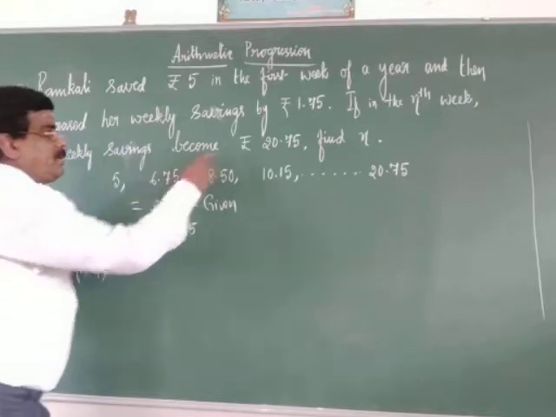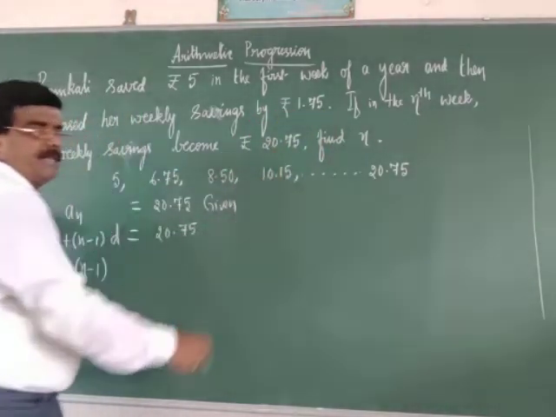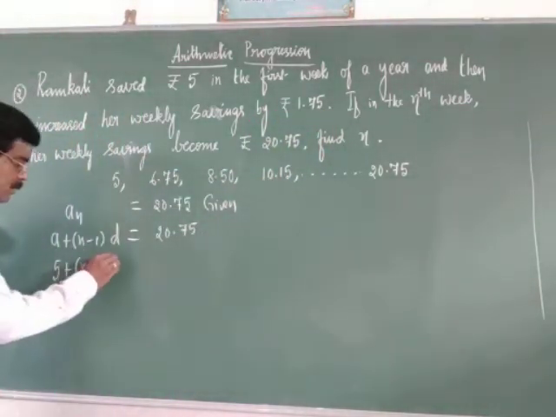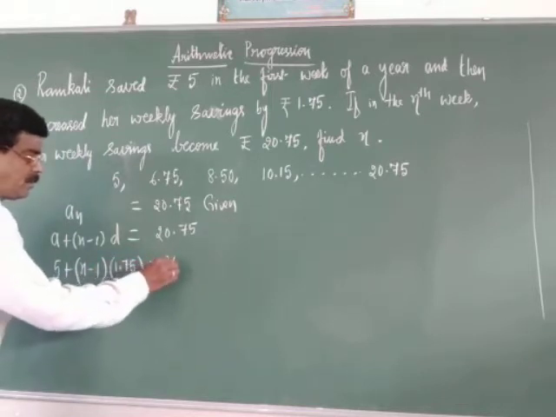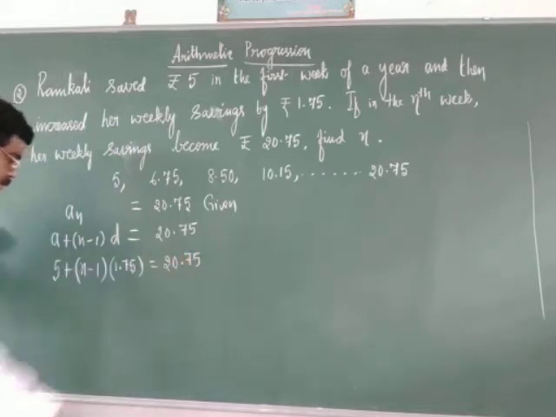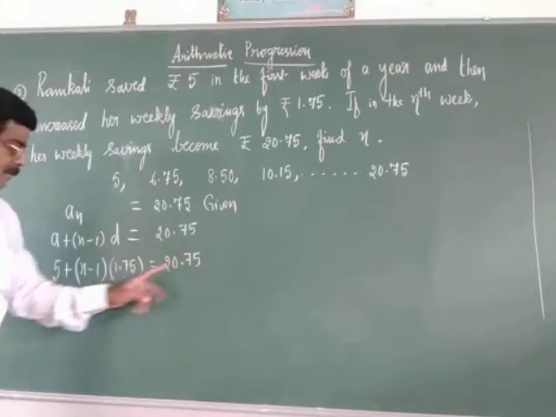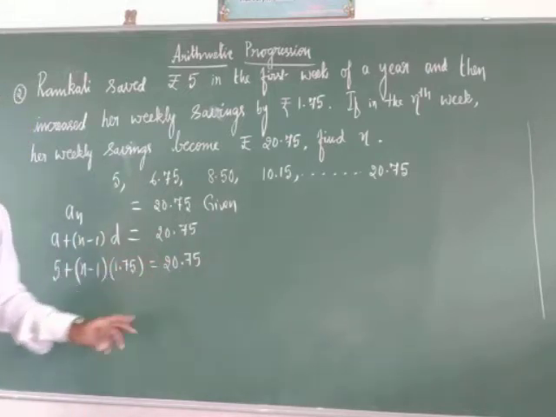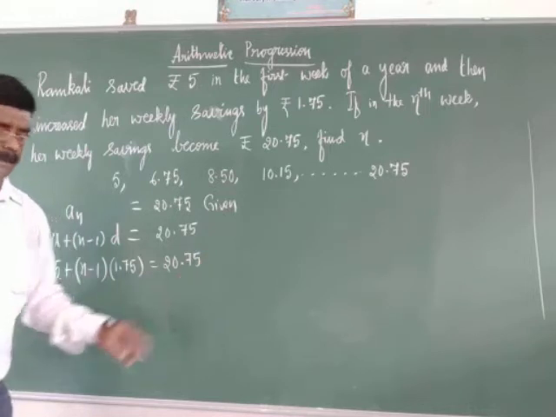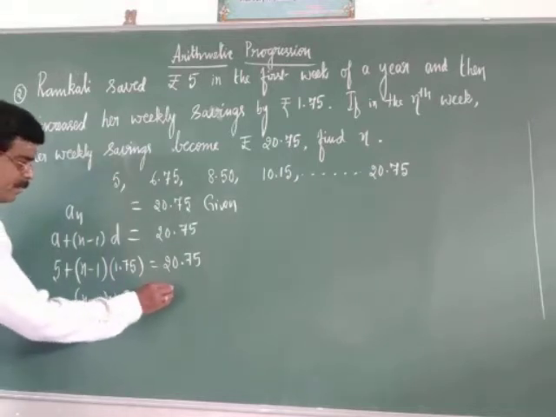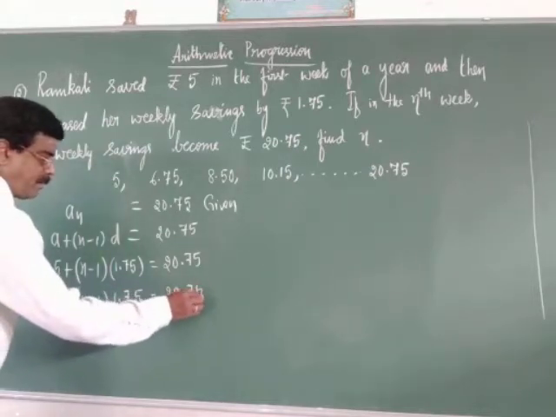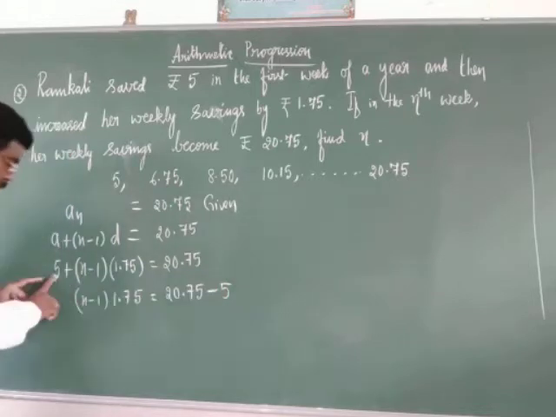Again 1.75. Now it is given here 1.75. That is the difference you must be knowing. So it is how much? 1.75 is equal to 20.75. Now you can divide completely by 5, or better shift this 5 to that side. Subtract it. So what do you get? It is (n minus 1) into 1.75 will be equal to 20.75 minus 5.